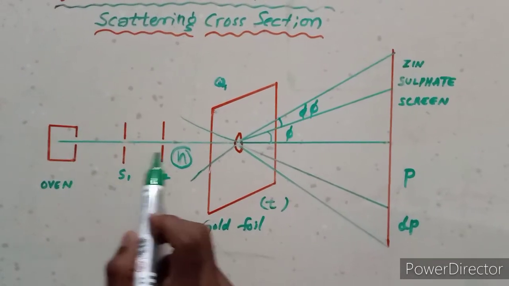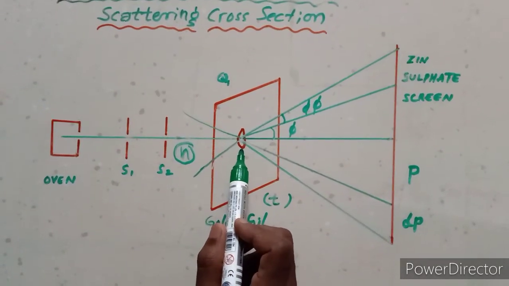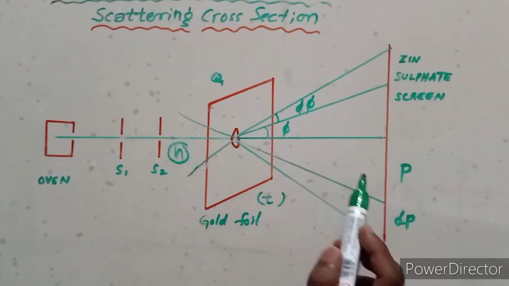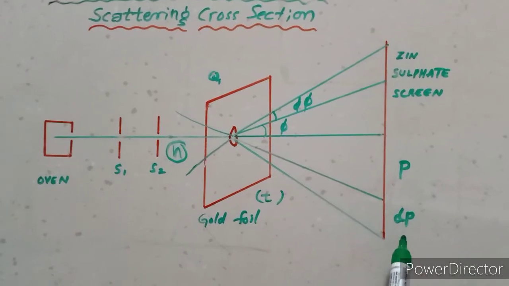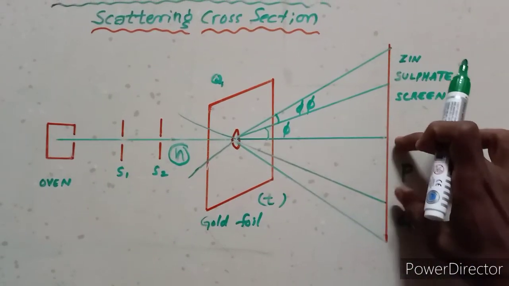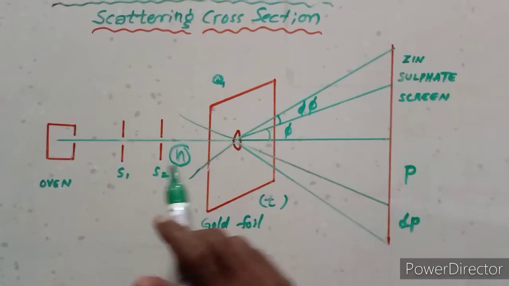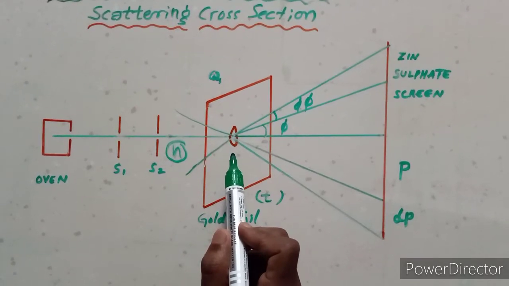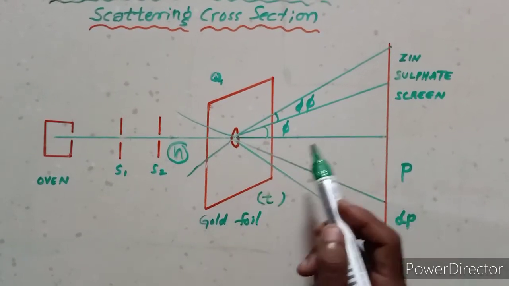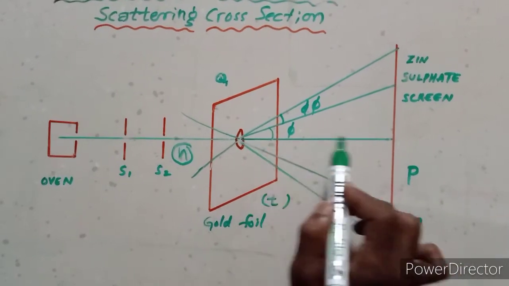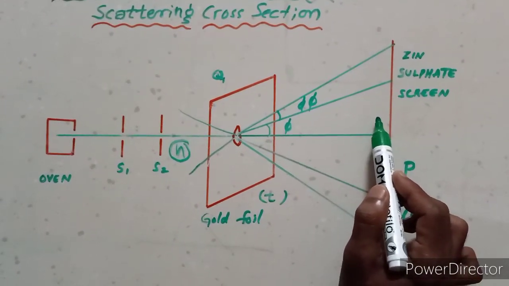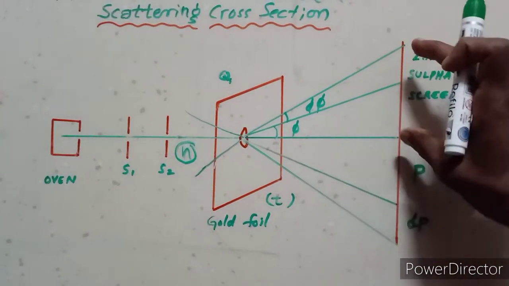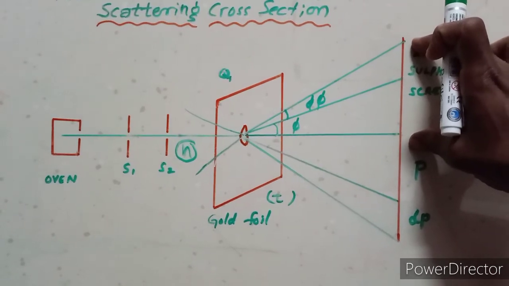n number of alpha particles incident on the gold foil and scattered through impact parameters P and P plus dP. So this is the P, this is the P plus dP. So the n alpha particles are incident on the gold foil. After that, some alpha particles are scattered through solid angle phi and solid angle phi plus d phi. This is the phi, this is the d phi. So the total value is phi plus d phi.